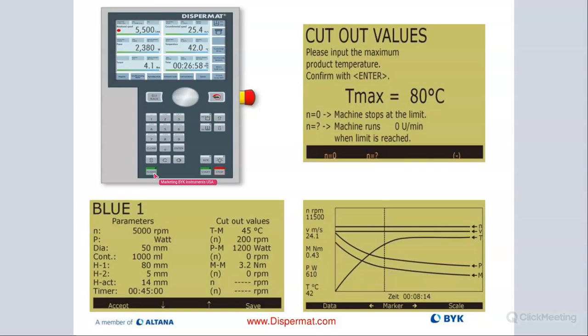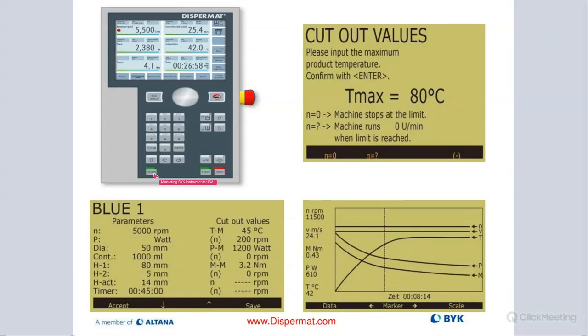Here is just a snapshot of the control capability with the C technology. So, for example, we have a blue one, just give it a name, and then you can program how much energy you want to put in. In this case, we have 5,000 RPMs. We're not running with constant power. Then the diameter of our blade is 50 millimeters. The container size is 1,000 milliliters.